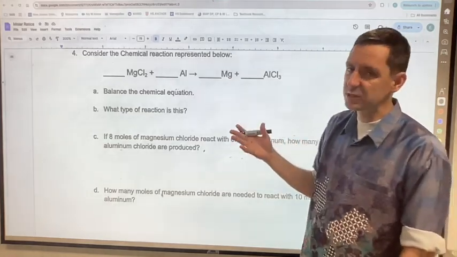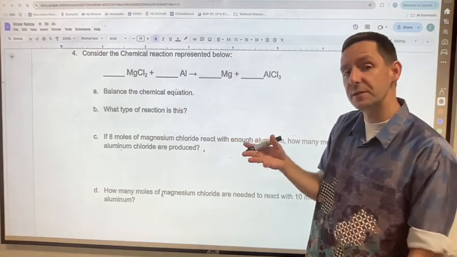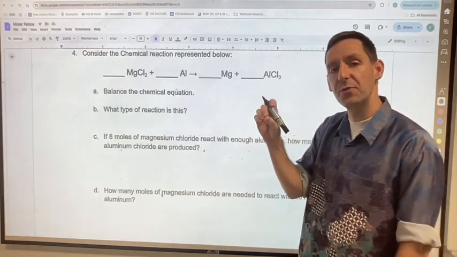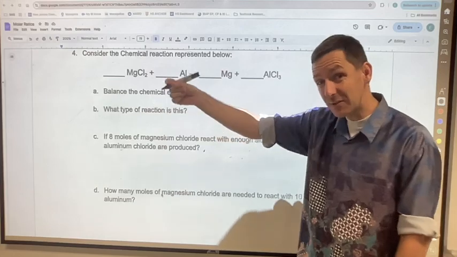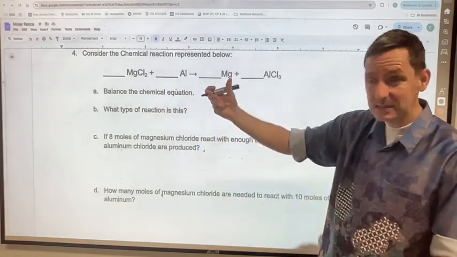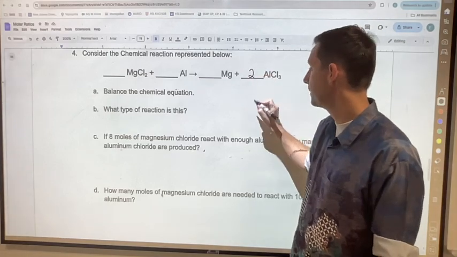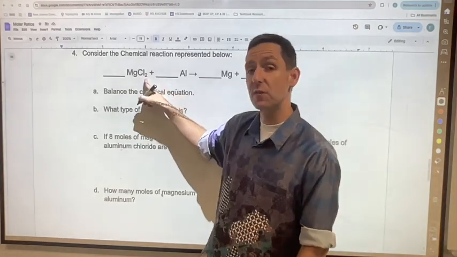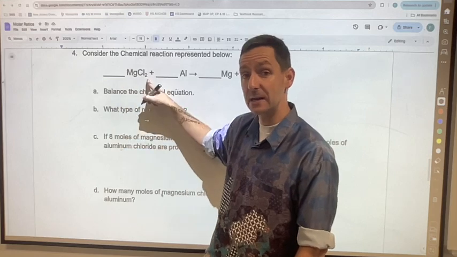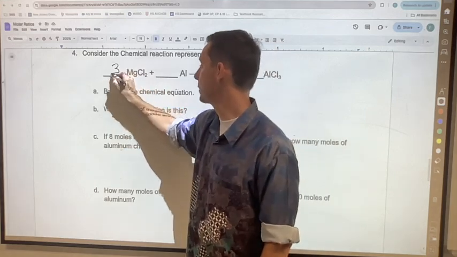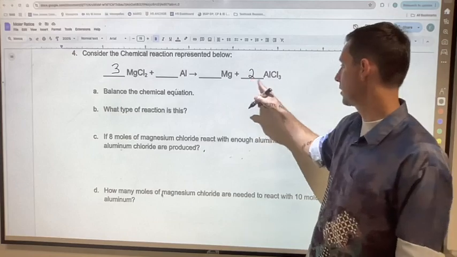So the easiest way is just find the least common multiple, the smallest number that both 2 and 3 divide into evenly. And so that would be 6. And so I need 6 chlorines here, so I'm going to go ahead and put a 2 there. And then I need 6 over here, so I'm going to have 3 2s. And so that will give me then 6 over here and 6 over there.